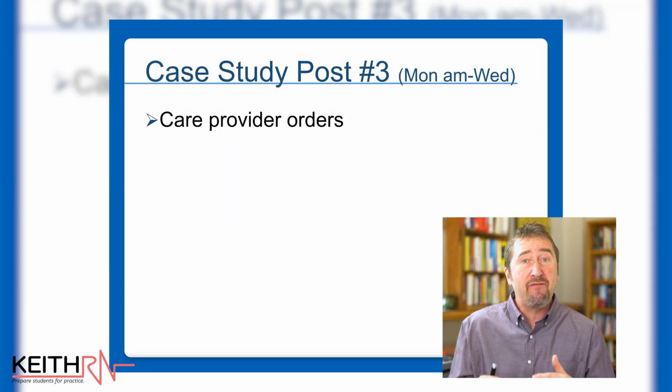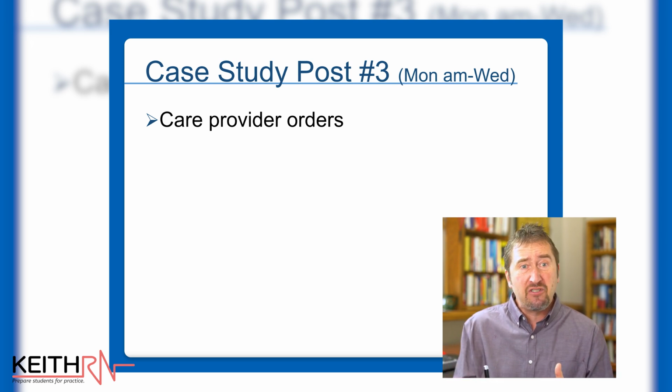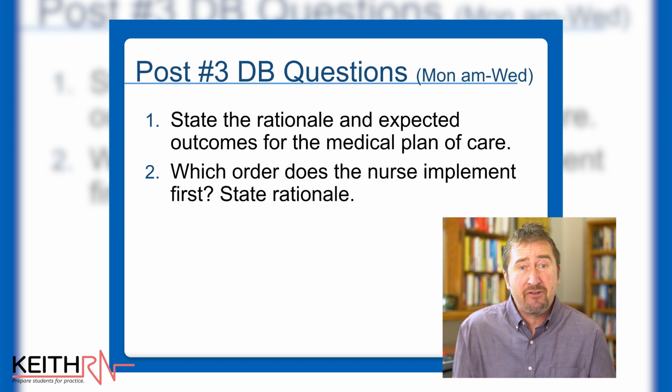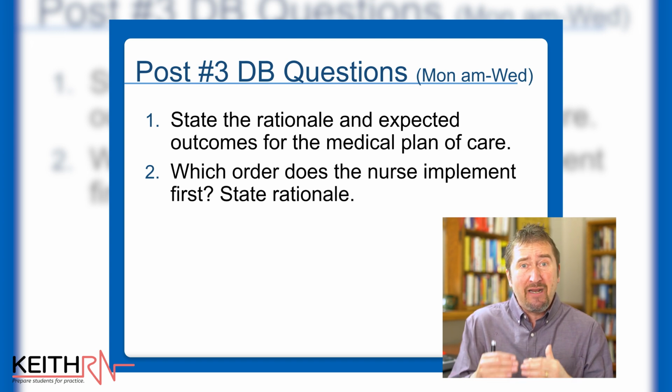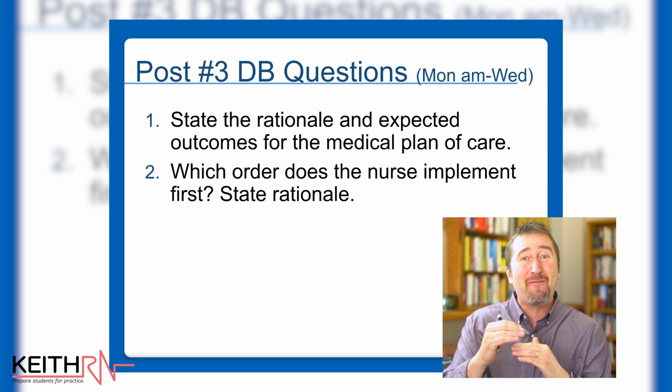These are all clinical reasoning questions that are required to make a correct judgment. Third post involves care provider orders. What does the doctor order to manage this problem? And then have a discussion board post under this sequence of stating the rationale and expected outcomes for the medical plan of care, and then determine what order of several does the nurse implement first with rationale. And this is an NCLEX question. It's also a practice question that your students must understand.